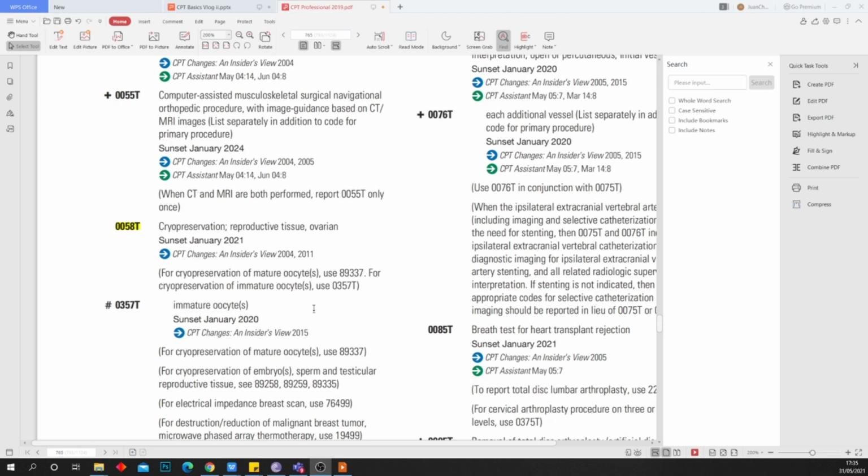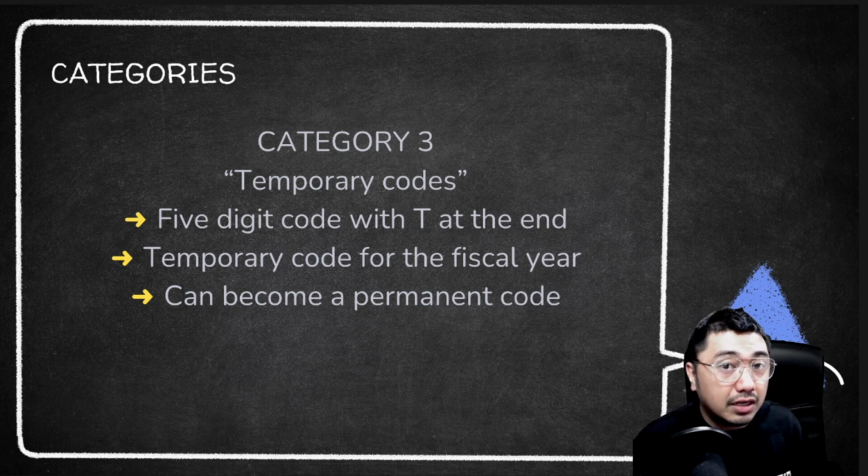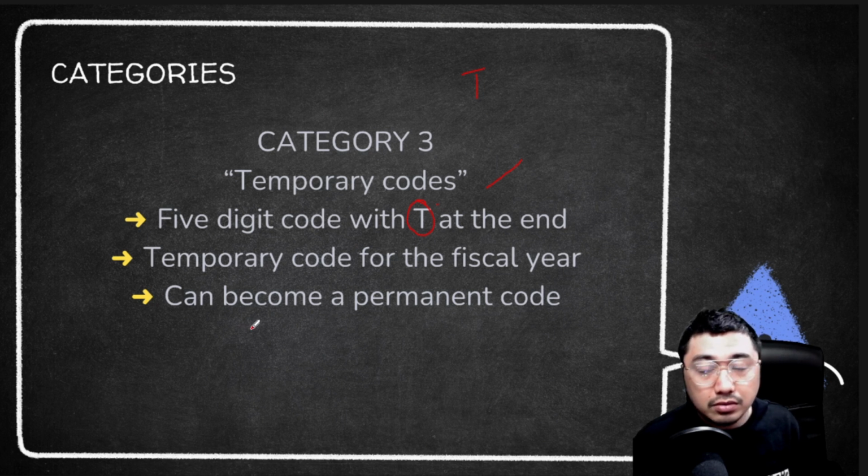So at least we're sure, because sometimes the exam itself asks questions from your category 2 or category 3 codes. Again, a few things to remember about your category 3, or your temporary codes. It ends with the letter T, so you can easily remember T for temporary. It can become a permanent code if, of course, it is decided by the AMA itself.